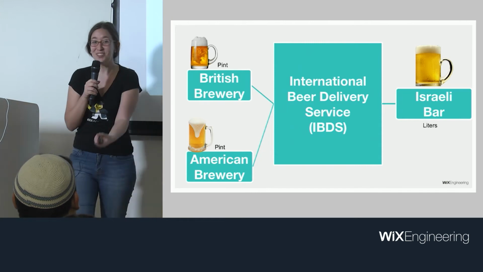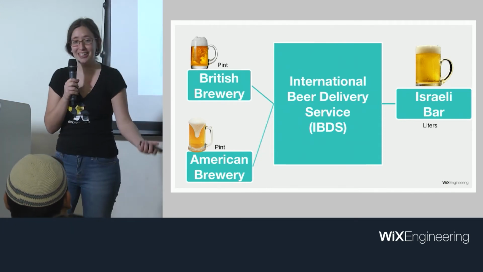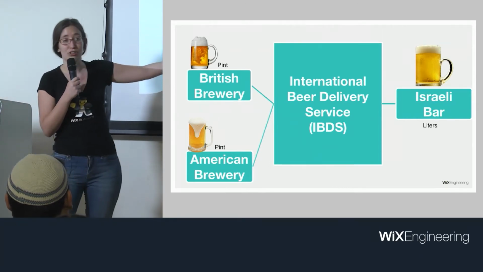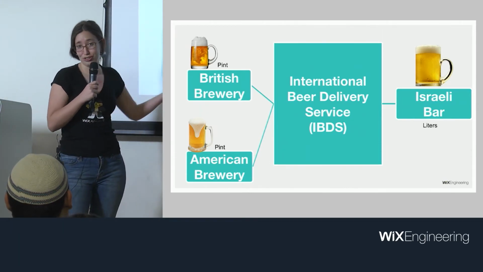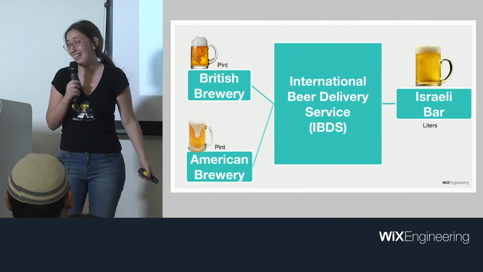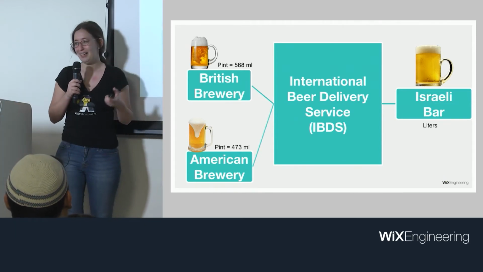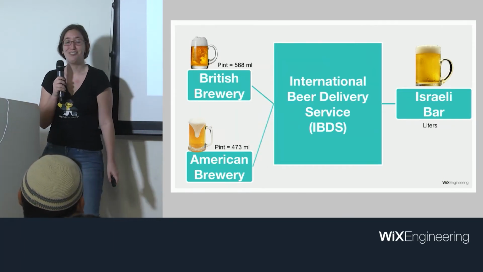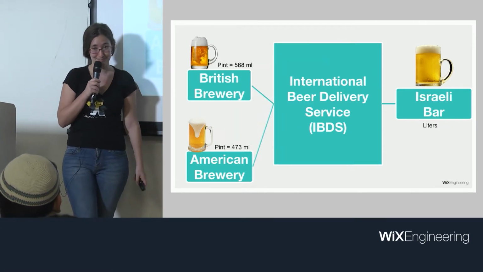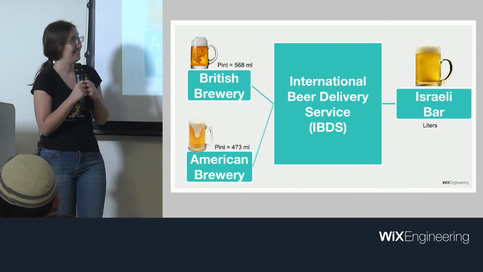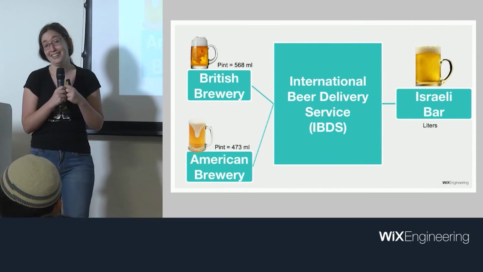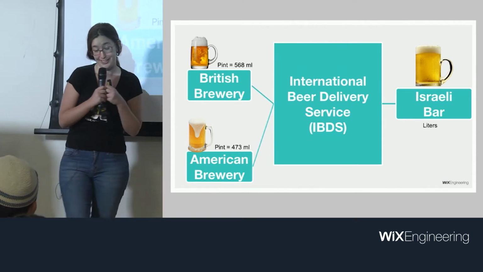So, the British brewery works with pints, and the American also works with pints. So they said, okay, we already have this API, so we'll just connect to it. But in reality, the British brewery's pint is 568 milliliters, while the American pint is 473 milliliters. And what happened is the Israeli bar got less American beer than British beer. And they got really, really upset and didn't want to work with us anymore.